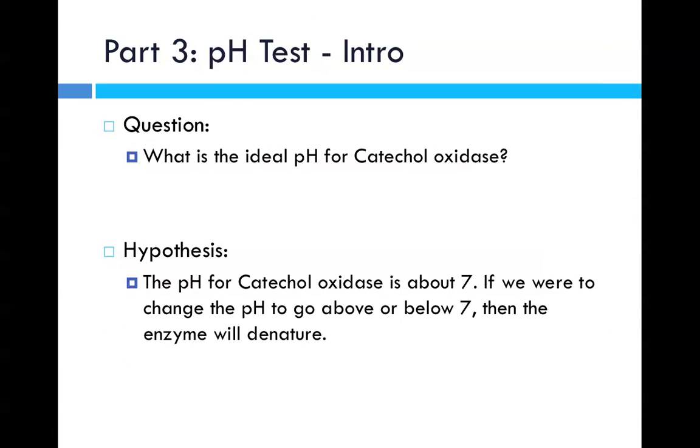Now the pH test. So this question is basically similar to that of the temperature question. What we're trying to do is find the ideal pH for catechol oxidase. So our hypothesis is that the average pH of catechol oxidase is about 7. So if we changed it to go above or below 7, then the enzyme will denature and no longer function.